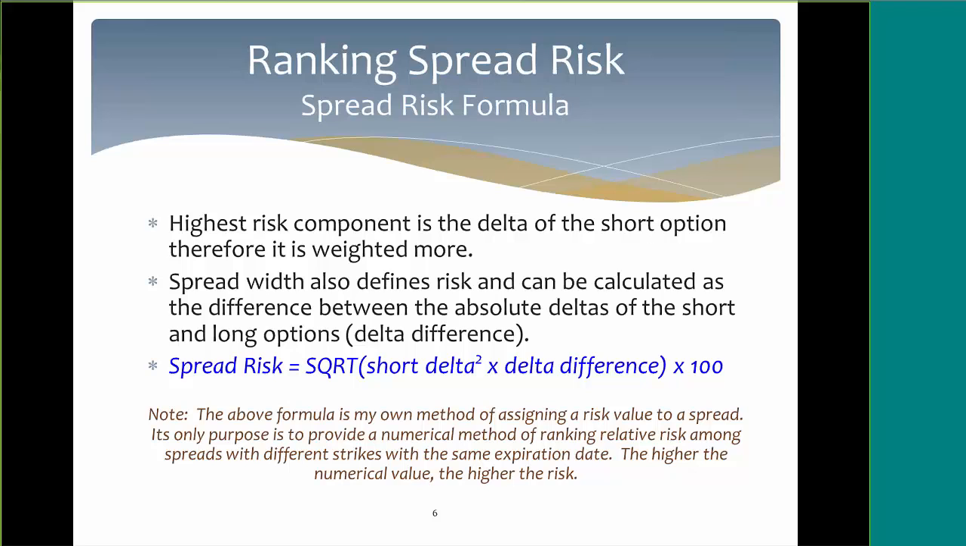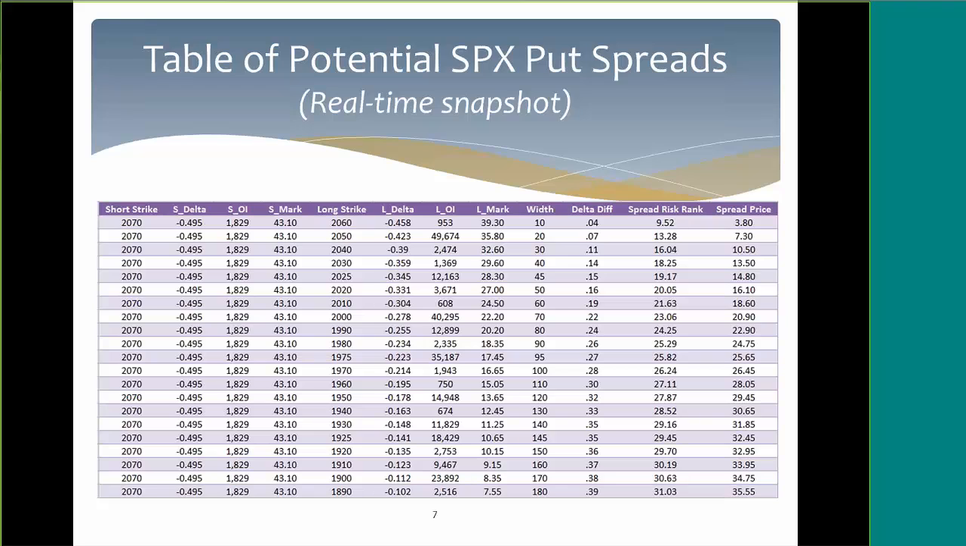So what I do is I create a table, and this is a real-time snapshot that I took from the model. I create a table of all the potential spread combinations that one could look at, starting at the money and then going on down. So, for example, this is the beginning of the table, and at the time 2070 was roughly at the money when I did this snapshot.